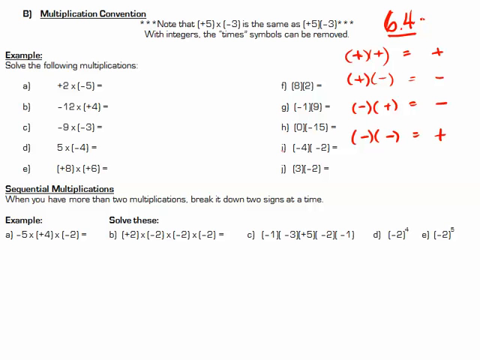When we have sequential multiplications, this means when you have more than one multiplication in the same problem, you can break it down two signs at a time. So two numbers at a time. Let's start with the first one: -5 times +4 times -2. I start with the first two numbers, -5 times +4, which means I'm going to -5 four more times. So the distance from 0 to -5, four more times, brings me to 5 times 4 is 20, and negative times positive is -20. If I use the number line, it means I'm going to -5, then -10, then -15, and then -20. That's the fourth time.